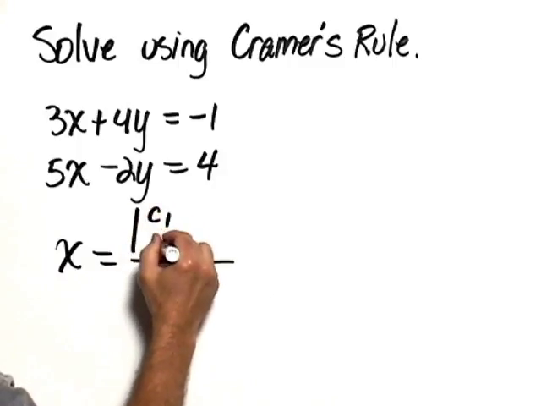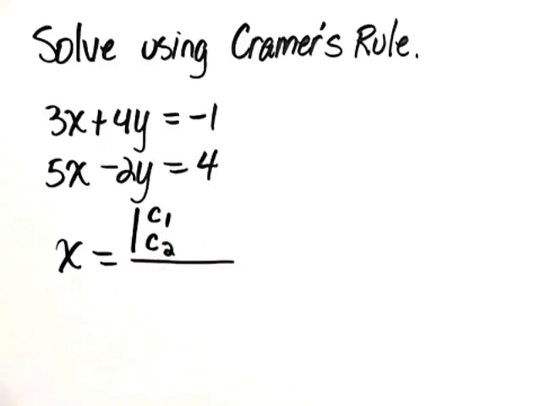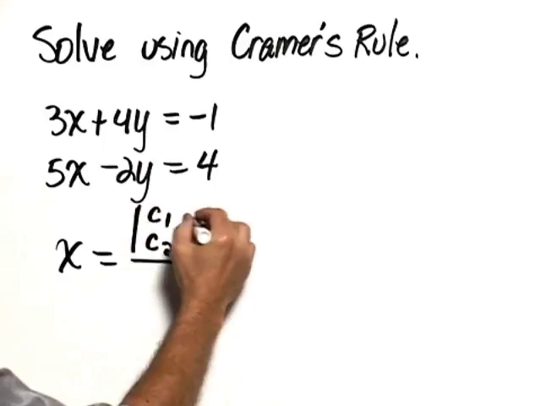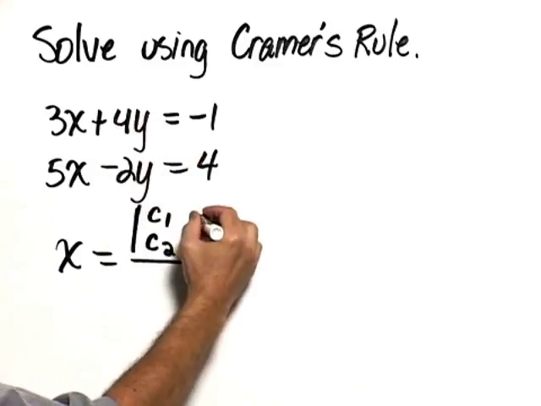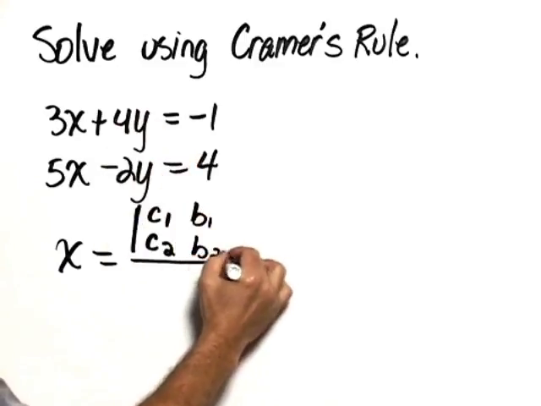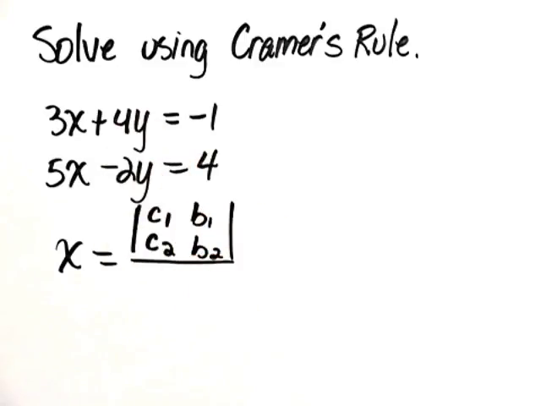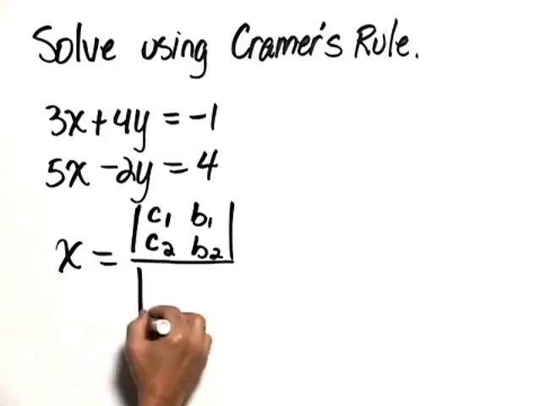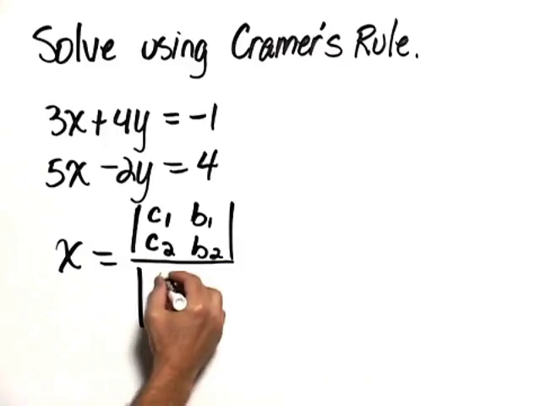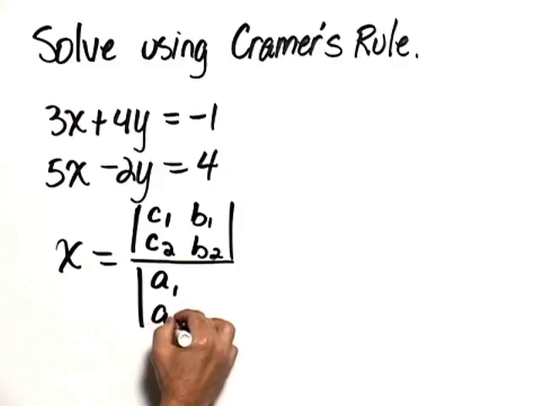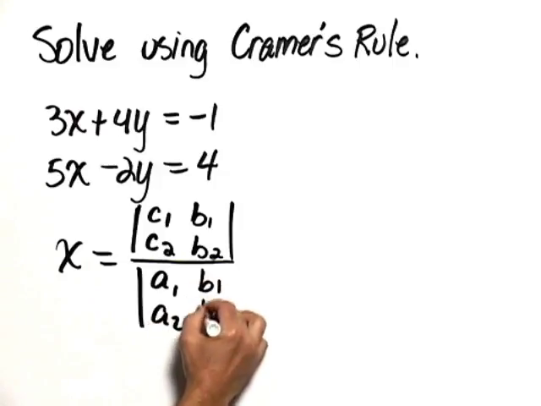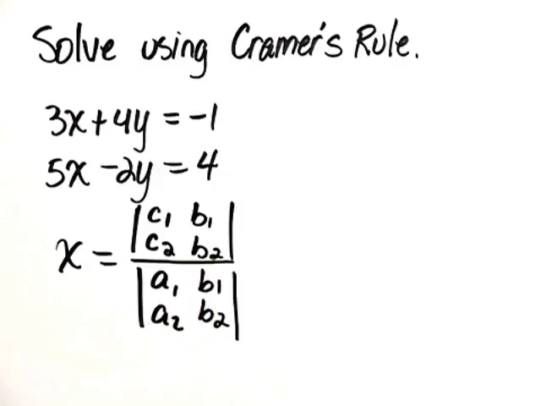of the constant terms, c1, c2, along with the coefficients of the y's, so b1, b2, and we divide that by the determinant of the coefficients, so a1, a2, b1, b2.